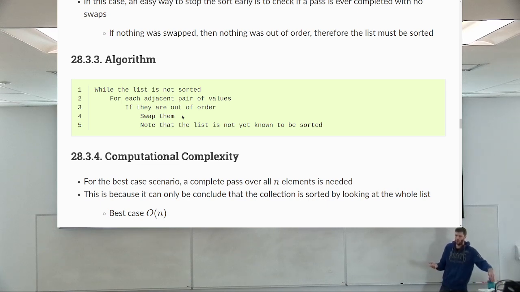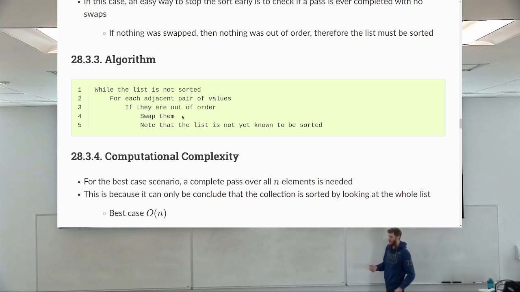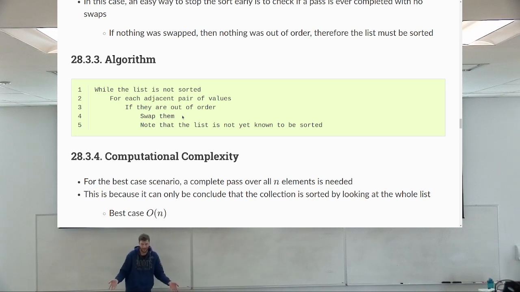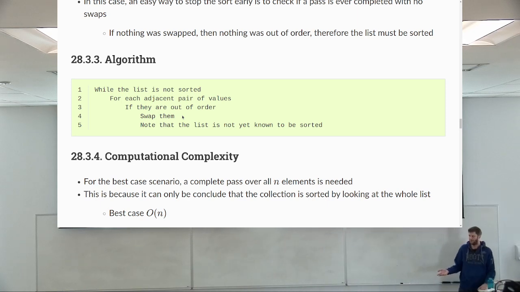So if I have to do linear work a linear number of times, if I double the size, I have to do twice as many passes. So if I have to do linear work n times, the worst case scenario is the computational complexity is n squared. I have to do n units of work n times.